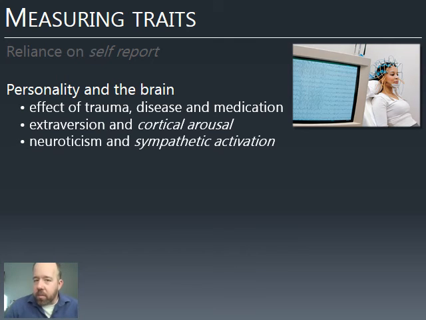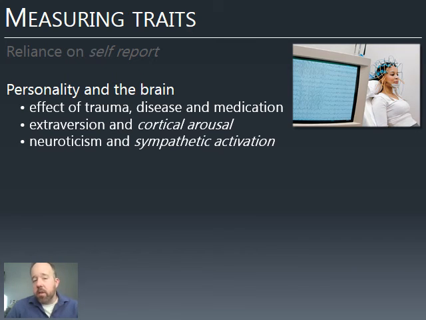Also, the trait neuroticism, so emotional stability, seems to be linked to sympathetic activation. So we know the sympathetic nervous system is about arousal. It's about a response to potential danger. And so individuals that are high on neuroticism tend to have higher levels of sympathetic activation.